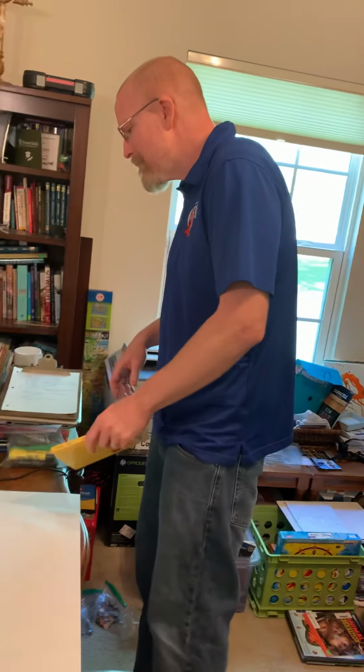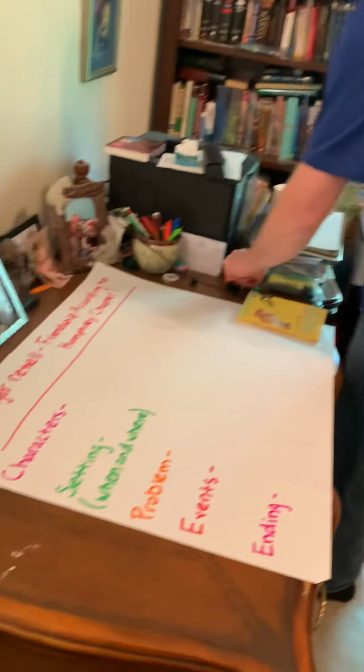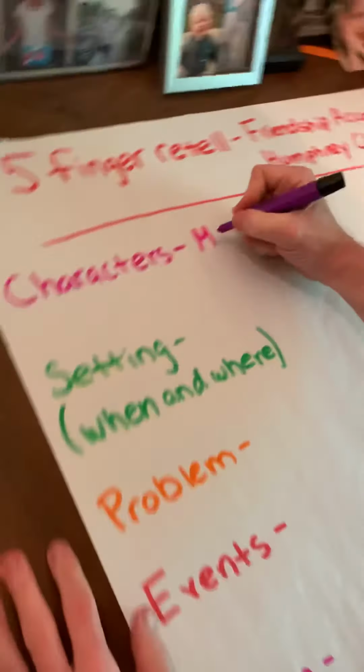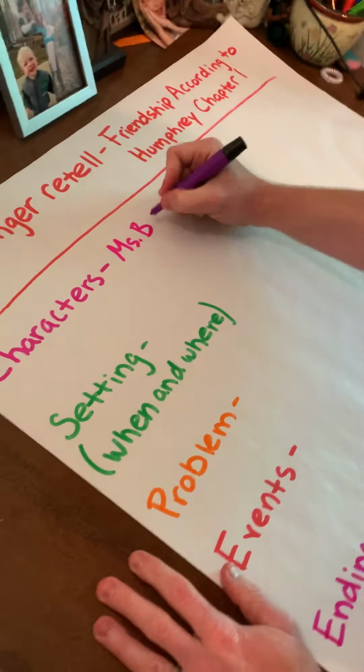So when I'm thinking about Friendship According to Humphrey, the first thing I want to think about is the characters. And in the first chapter, there are probably like 25 different characters. And I need to narrow down the most important ones. The first one that I'm going to add to our list is Miss Brisbane. She is the teacher from room 26. She's a very important character.